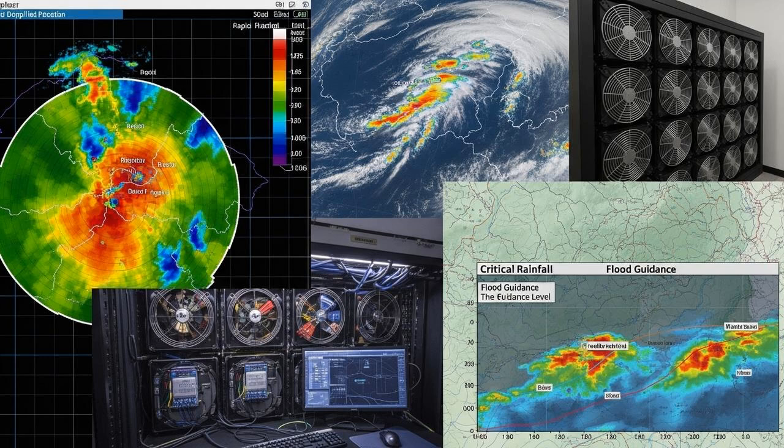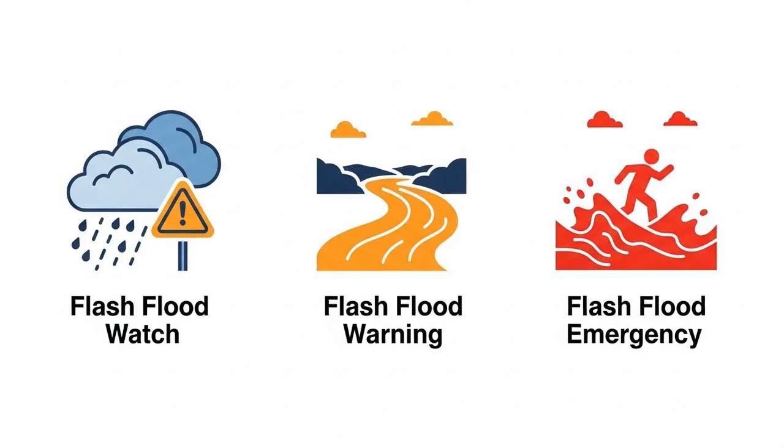lead to flash flooding. This atmospheric data is then combined with ground data. A system called flash flood guidance estimates how much rain needs to fall over a specific time period to cause flooding in a particular river basin, taking into account current soil moisture and streamflow levels. All of this science leads to the public alerts we're all familiar with.